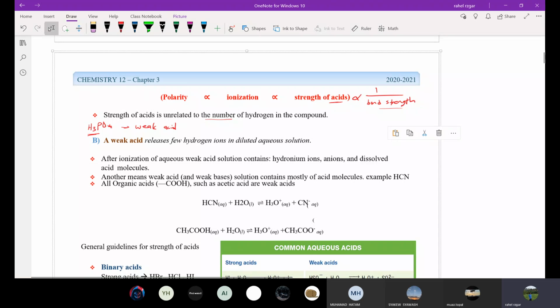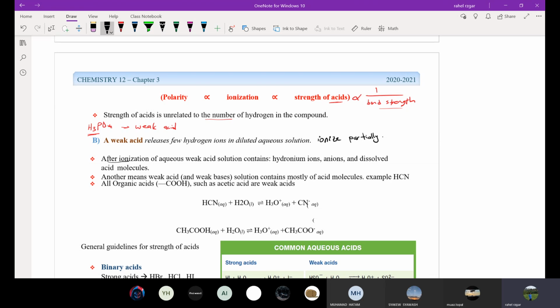In other words, we can say it will ionize partially, instead of completely. Ionize partially. What does ionize partially mean? It means some of the molecules only become ions. Most of the molecules remain as molecules, just like chapter 2, the weak electrolyte.